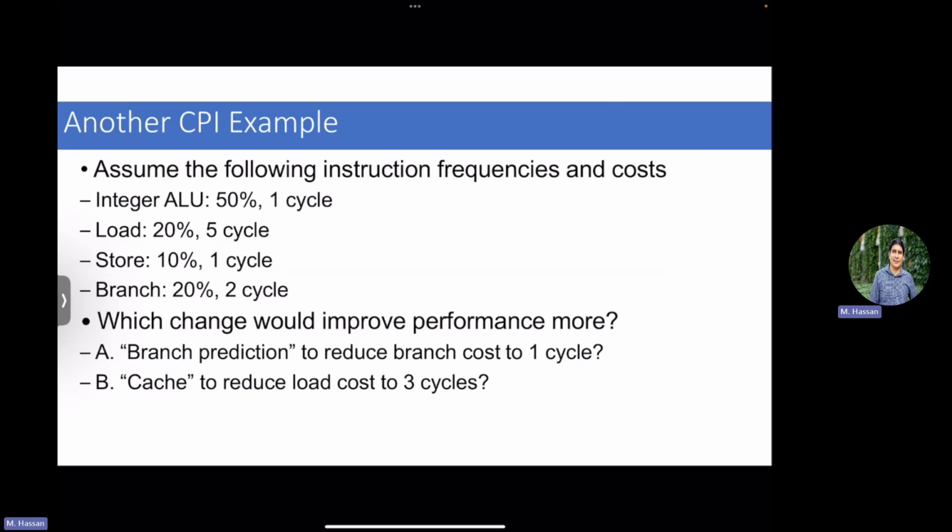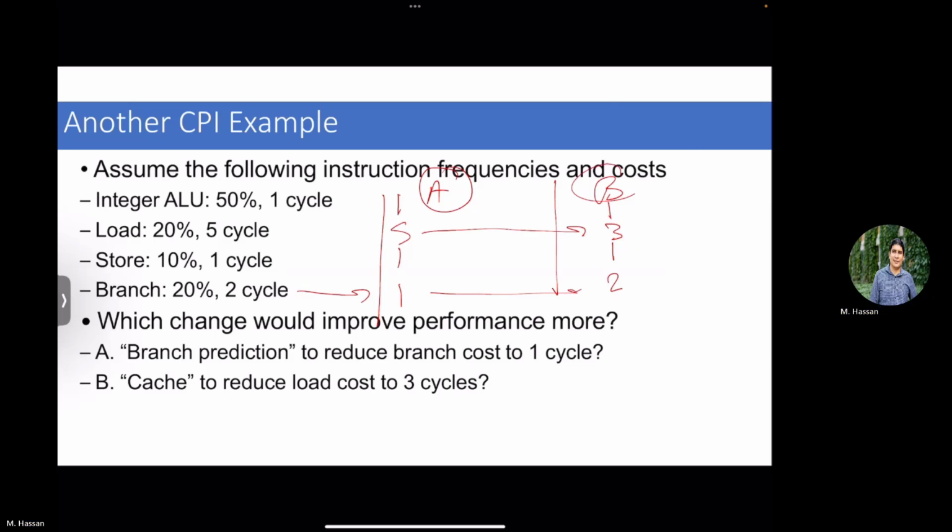So for the new machine, you have 2 options now. If you pick option A, your numbers will be exactly the same for everything, except that for the branch, it will go from 2 to 1. For machine B, you will leave the integer as is. The load will go from 5 to 3, store will remain 1, and branch will remain 2. Now your decision, or the solution to this problem, is to determine, should I pick option A or option B? How to proceed about this?